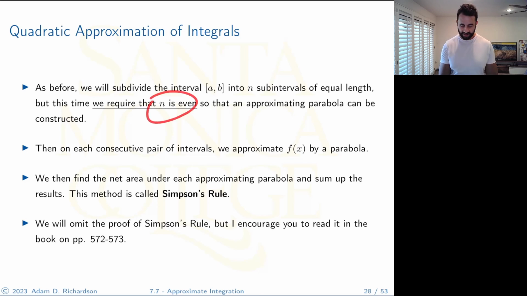So if n is odd, then we can't actually form the approximating parabolas for every subinterval. So we do need n to be even. Then what we're going to do is on each consecutive pair of intervals, we're going to approximate f by a parabola. I'll show you a picture in just a moment here. Then what we'll do is we'll find the net area under each approximating parabola and sum up the area under those parabolas. And that's what we call Simpson's rule. So this quadratic approximation is known as Simpson's rule.